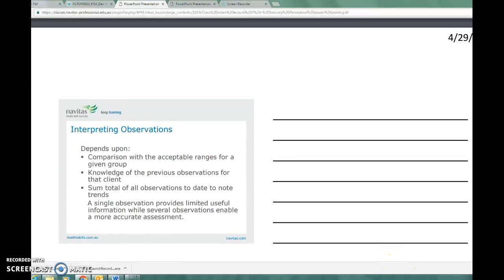And interpreting our observations will depend upon the comparison with the acceptable ranges for a given group, knowledge of the previous observations for that client, sum total of all the observations to date to note any trends, as a single observation provides very limited useful information, whilst several observations enable a more accurate assessment.